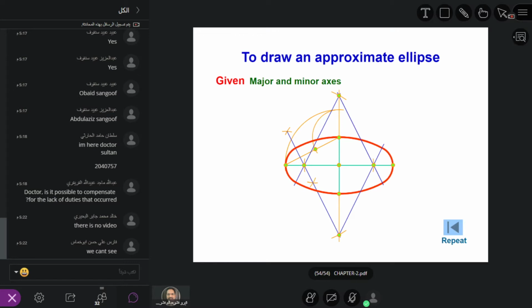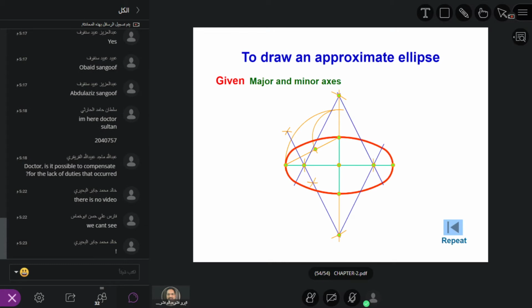The bisection, I think last time you have done the bisection, right? Take more than half of the distance AB as the radius, and then mark the arcs on the top and bottom of this to bisect the line.